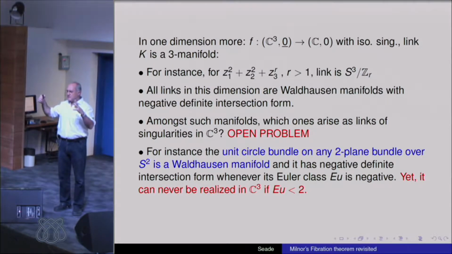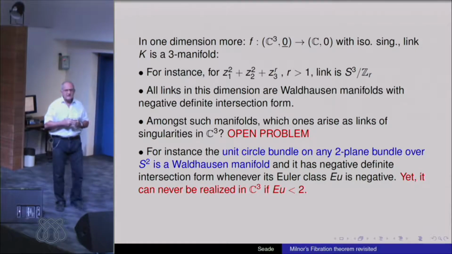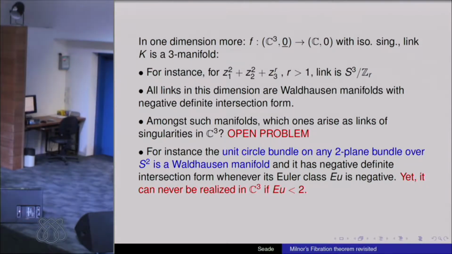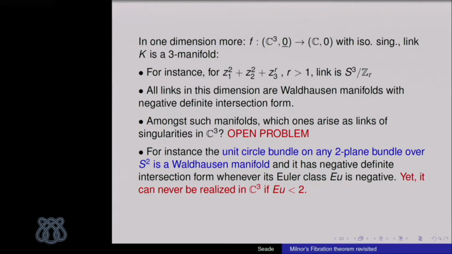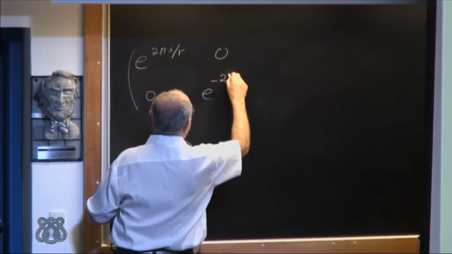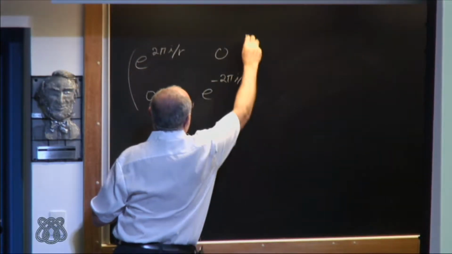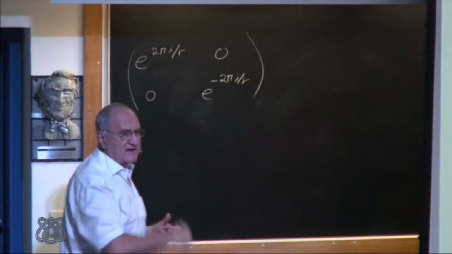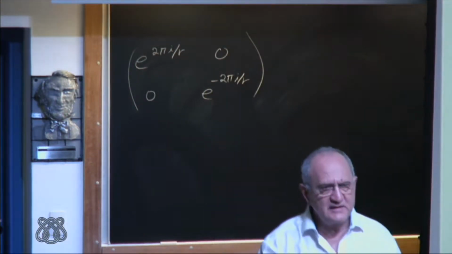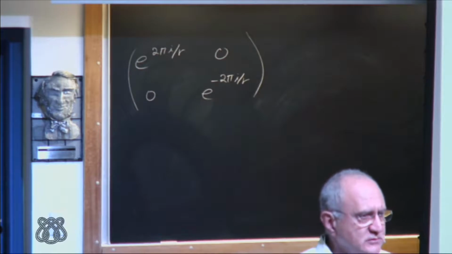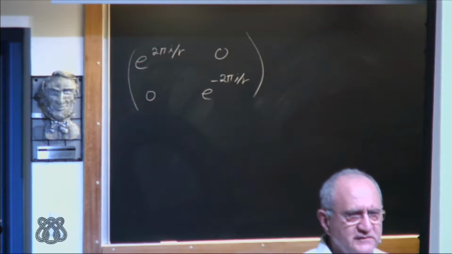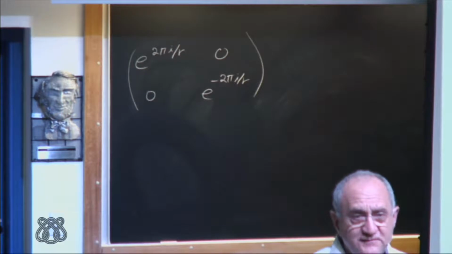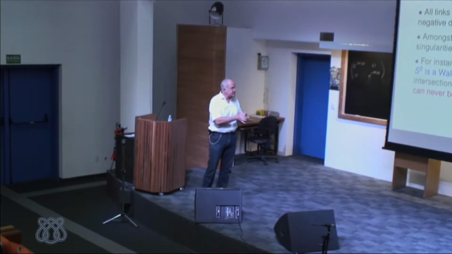Think of the 3-sphere as being that. And now, on C2, you can consider all matrices of the form e^(2πi/r), 0, 0, e^(-2πi/r). Obviously, that's a cyclic group of order r acting linearly on C2. It acts by isometries on C2, so it acts on the 3-sphere. You can take the quotient of the 3-sphere divided by the action. It's a 3-manifold. Which manifold? That's exactly the link of this singularity.